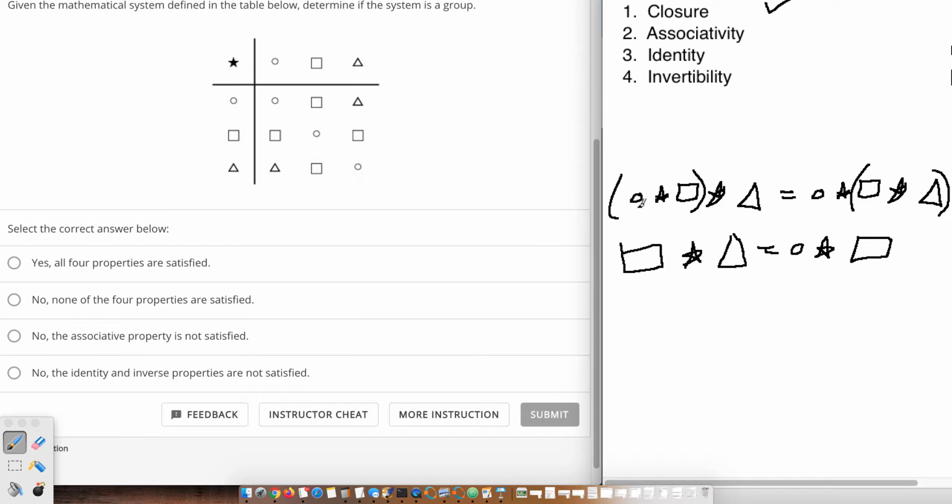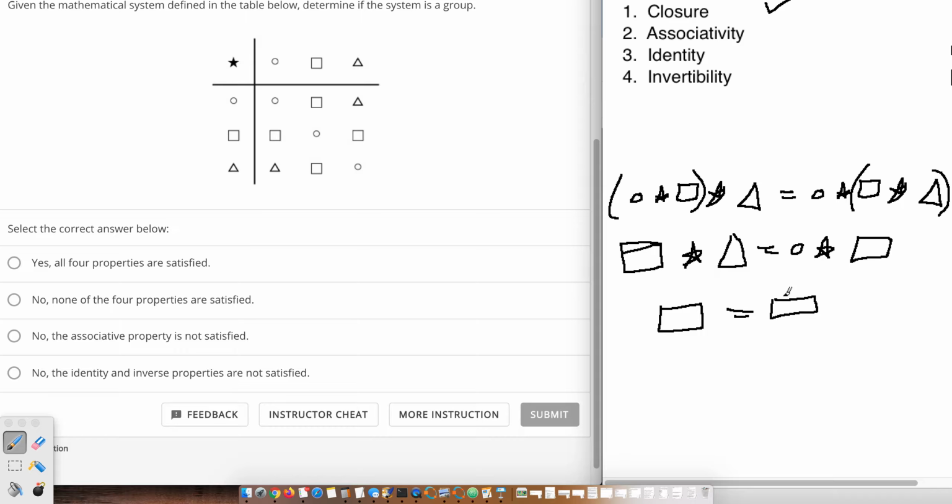Notice I just picked the first three as they came to me. You can rearrange, okay? You could do square, square, triangle. You could do triangle, circle, square. Picking circle, square, triangle was arbitrary. You could have chosen any three elements you wanted to start with. But square, star, triangle: square, triangle makes square. You battleship them up, okay? And then circle, star, square gives us square. So that checks out.